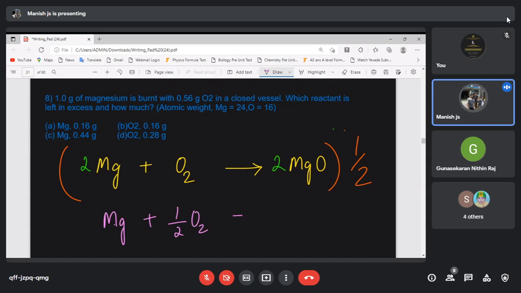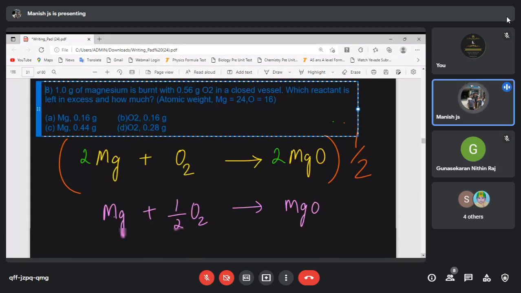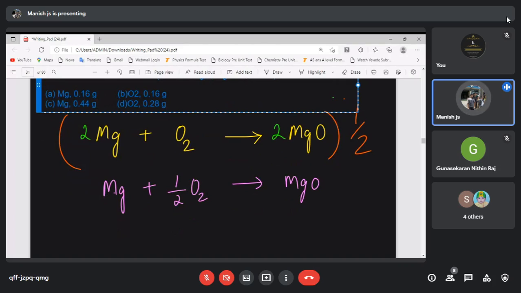Half O2 will give MgO. This is also still balanced. Okay, this equation is still balanced. Now, will you say that if I multiply with half, the balance is lost? No, it is still balanced. Same. Will the number of moles or mass change? No, it remains the same because I'm multiplying on both sides with half. So it is going to be the same.